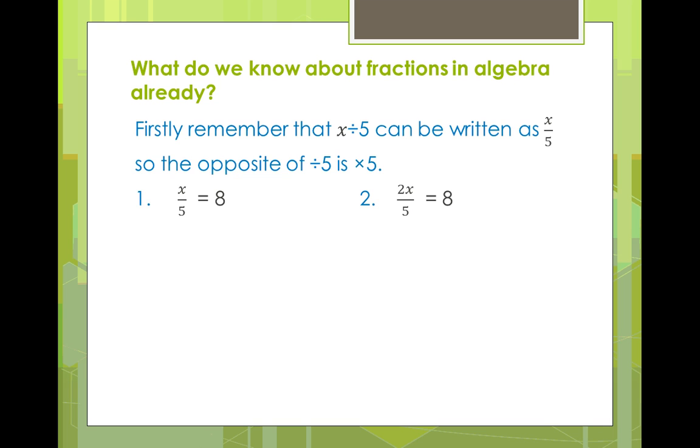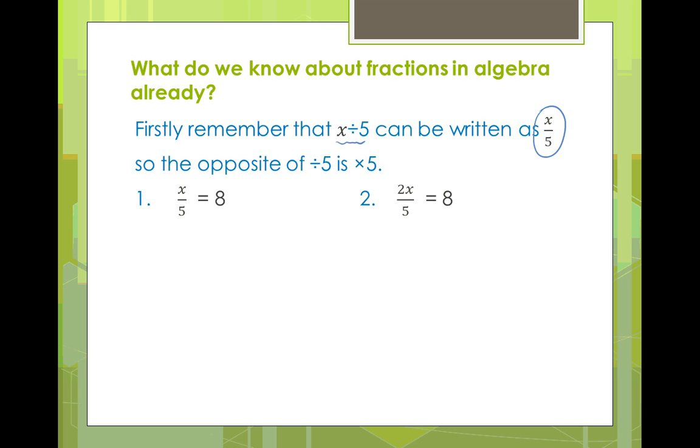Firstly, remember that x divided by 5, of course, in algebra can be written as x over 5. So the opposite of x divided by 5 is timesing by 5. So that's our inverse operation. So we're going to use that to solve our first problem here, example 1. Here we've got x divided by 5 is equal to 8.